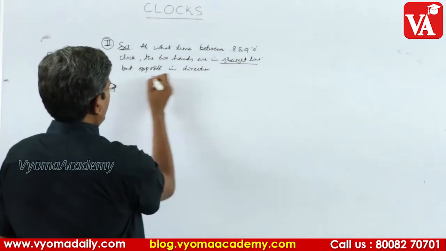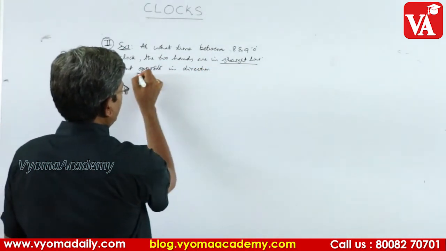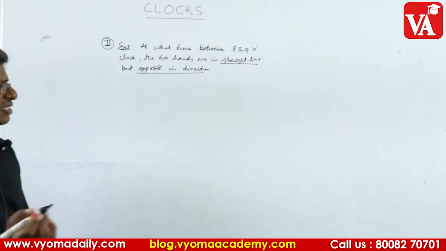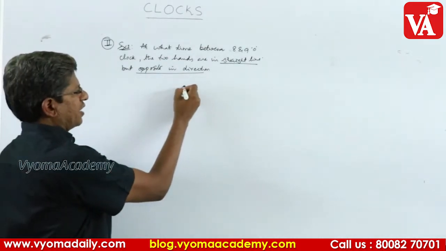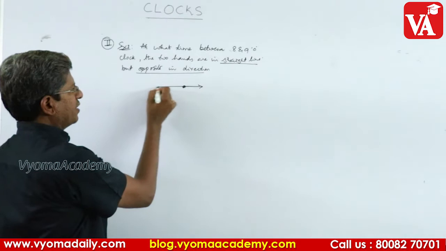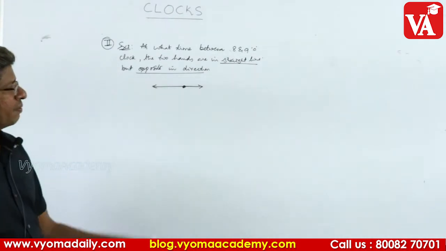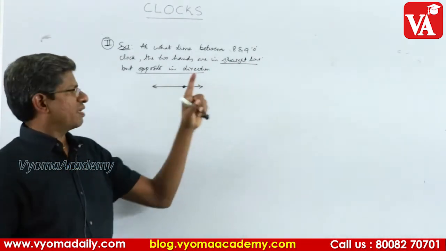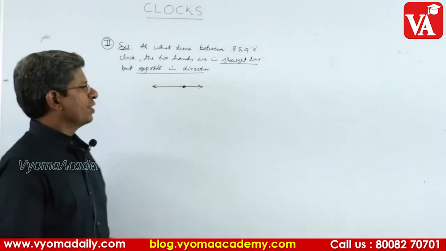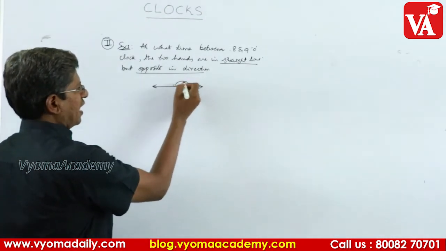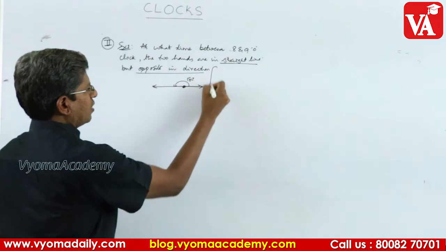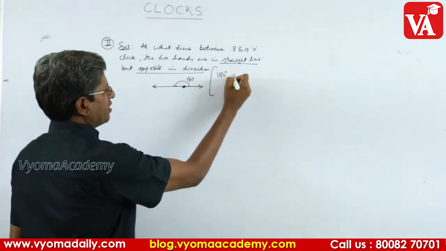Previously also in a straight line, but here the condition is what, in opposite direction. You can quickly visualize the situation like this. This is the short hand, this will be the long hand. Previously they were in the same direction, but of course this is also in the same straight line. So you can also understand this as a 180 degree separation.